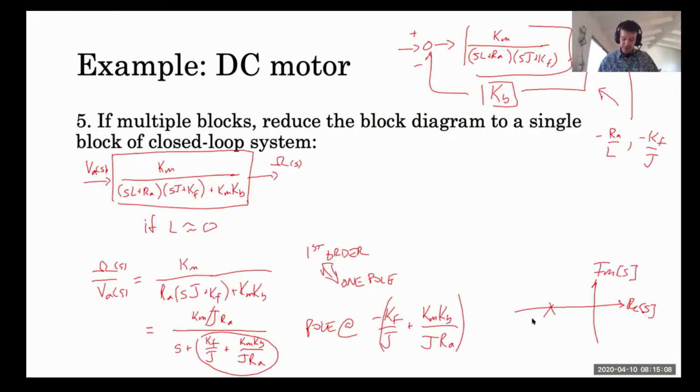And the important result of this analysis is that the pole of this system is in the left half plane, which means it's going to be a stable system. That means if I input a bounded voltage, I'm guaranteed a bounded speed. It can't run away from me.